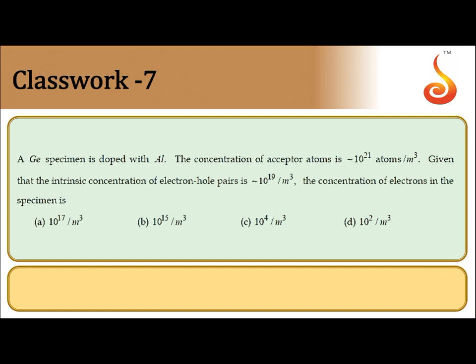A germanium specimen is doped with aluminum. The concentration of acceptor atoms is 10 to the power 21 per meter cube. Given that intrinsic concentration of electron hole pairs is 10 to the power 19 per meter cube, the concentration of electrons in the specimen is... See, acceptor atoms is this much, means this is hole concentration.